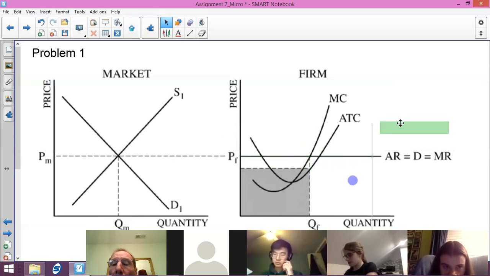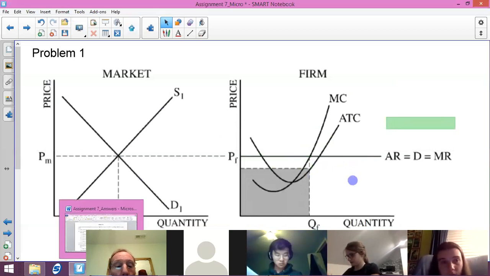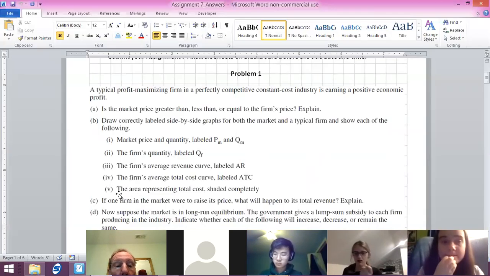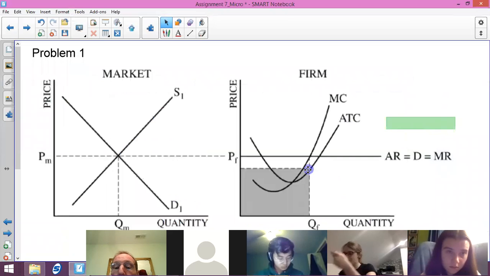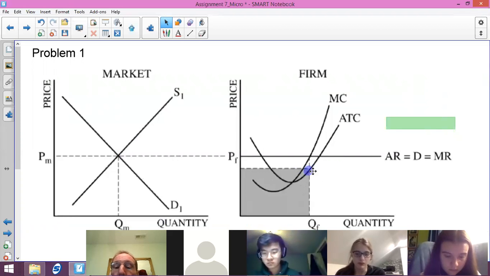Okay. Now, they also want you to shade in your total cost, I believe. Let's see. Right. They want you to shade in the area representing total cost, which is going to be, you jump back over here, the point that you're producing up to the average total cost curve, because this is saying that the average total cost is this point right here where we're producing. So the total cost is going to be the average total cost times the quantity. So this rectangle right here is going to be your total cost.